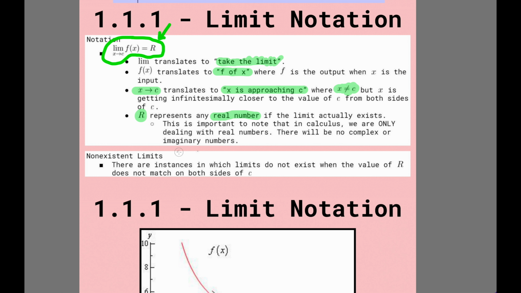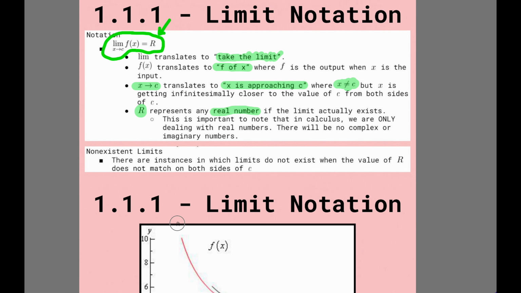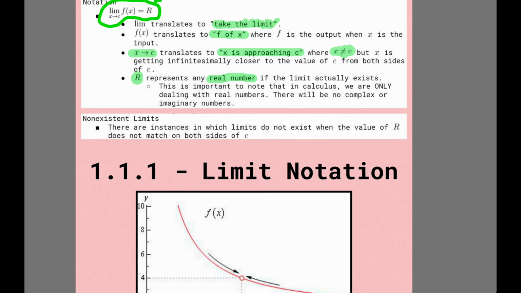So we're not going to deal with complex numbers with this if the limit actually exists. We are going to be talking about what happens when the limit does not exist. That's a whole other ballgame. Those are called non-existent limits. It's actually the next section we have right here, non-existent limits.